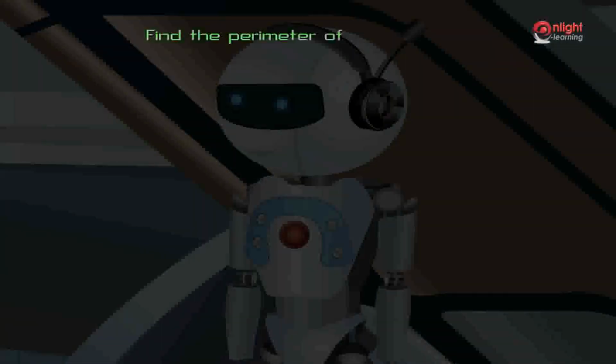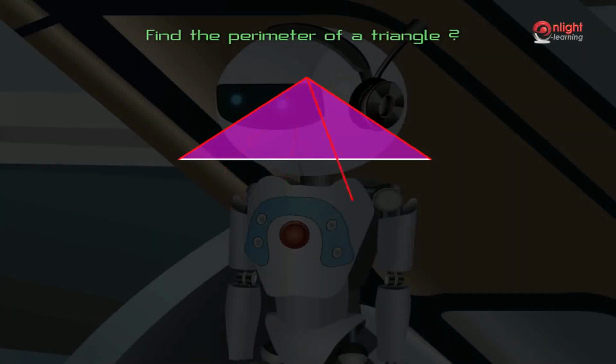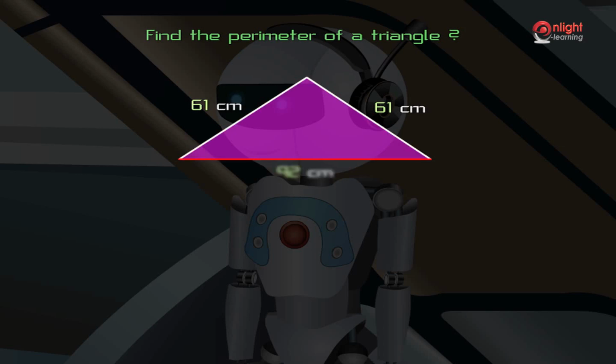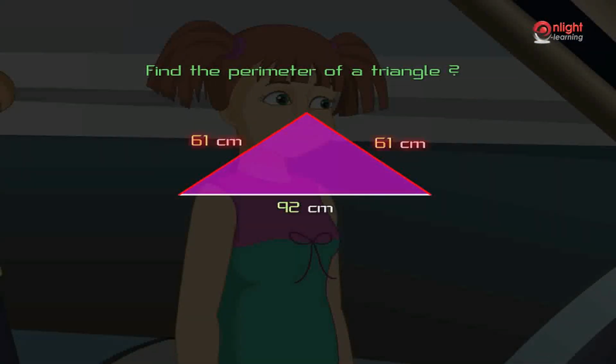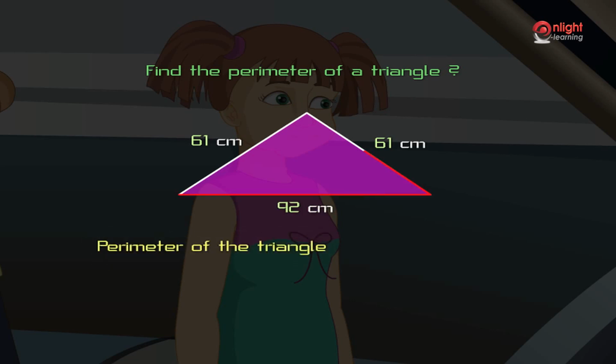Akshita, can you find the perimeter of a triangle whose two sides are equal in length and equal to 61 centimeters and the length of the third side is 92 centimeters? The length of the equal sides of the given triangle is equal to 61 centimeters and the length of the third side is equal to 92 centimeters. Since the perimeter of a triangle is equal to the sum of the lengths of all the three sides, the perimeter of the triangle is 61 centimeters plus 61 centimeters plus 92 centimeters, which is equal to 214 centimeters.